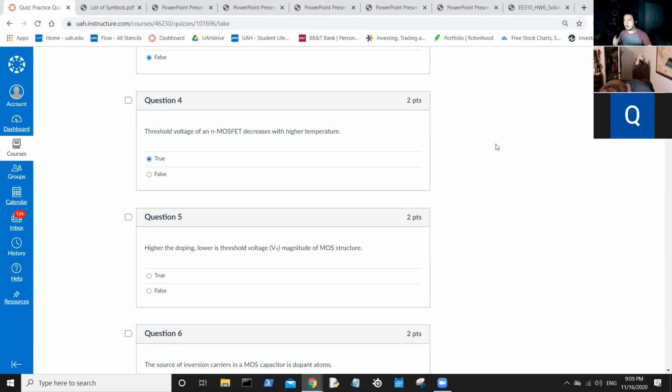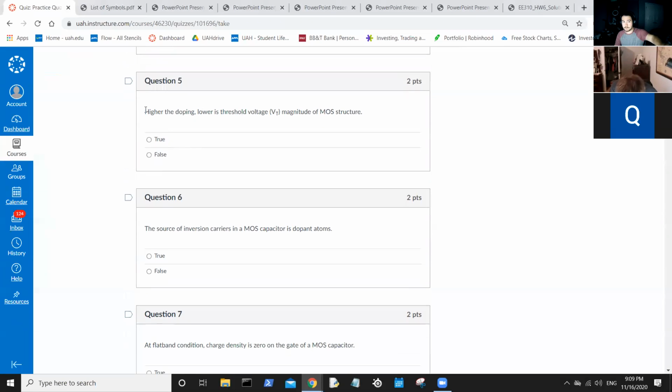But one of the major factors is the doping density, and anything that can affect doping density, like temperature, must be considered. But you need to consider the overall higher level interactions based off of the material we're using here. So since this is an N-type that's doped with acceptor, it's going to go down. If it were a P-type doped with donor, it would go up instead. Right down here, question 5 is talking about similar stuff. Higher the doping, lower is the threshold voltage.